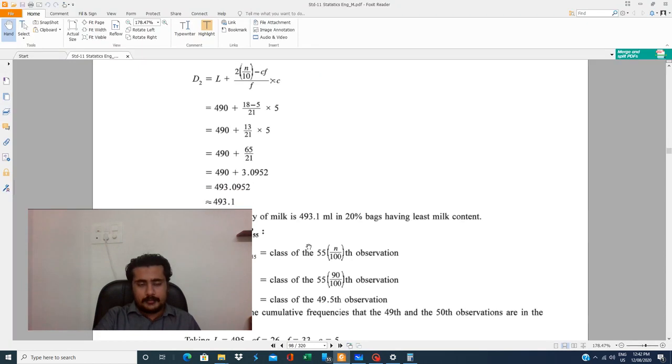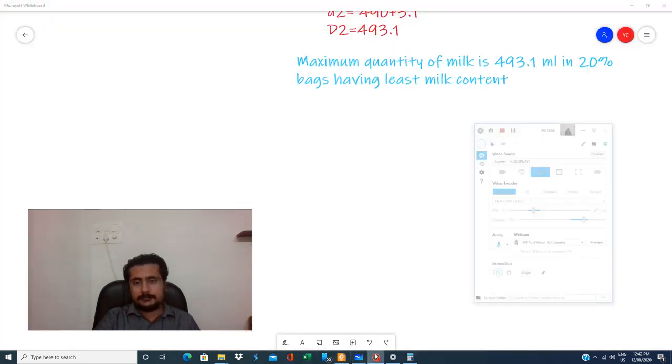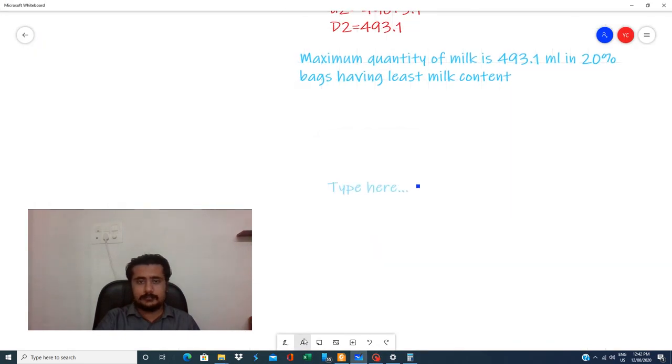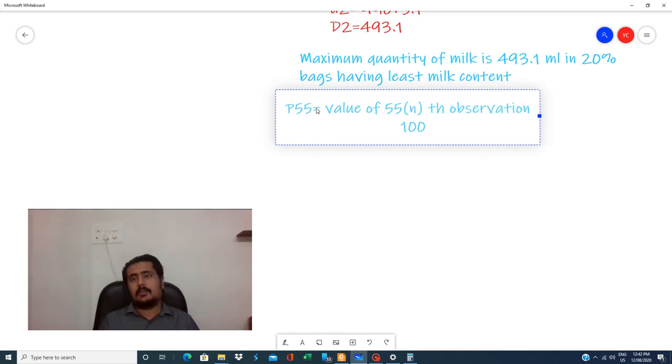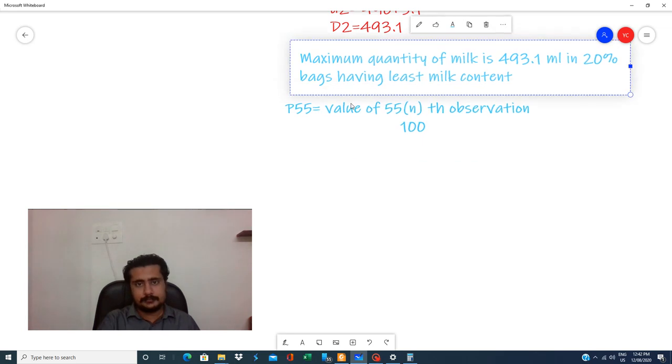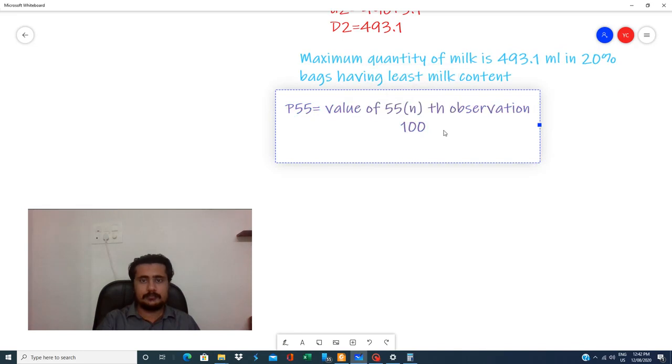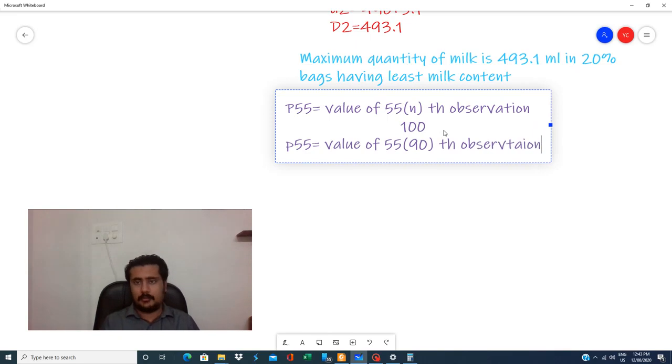After D2, what will we be finding? We will be finding P55. How will we solve P55? It's value of 55 into n upon 100 observation. P55 will be value of 55 into 90th observation upon 100.